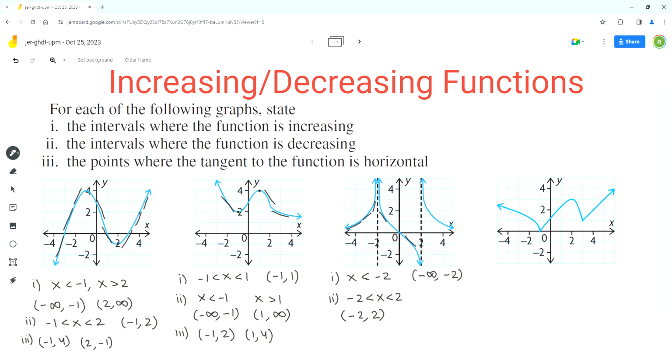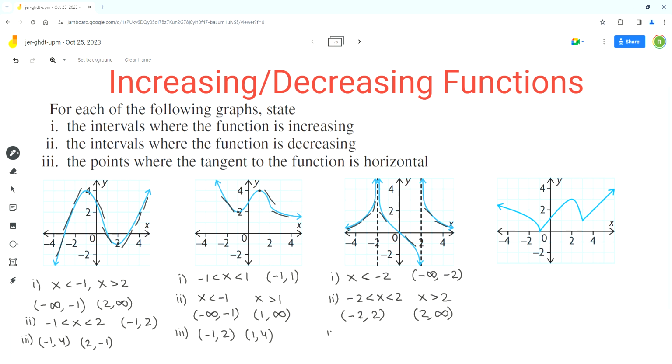And the other interval is the curve to the right side of 2. So this one also has tangents that have negative slope. So the other interval will be x is greater than 2. And in interval notation that can be written as 2 to positive infinity. So these are the only two intervals on which the function is decreasing.